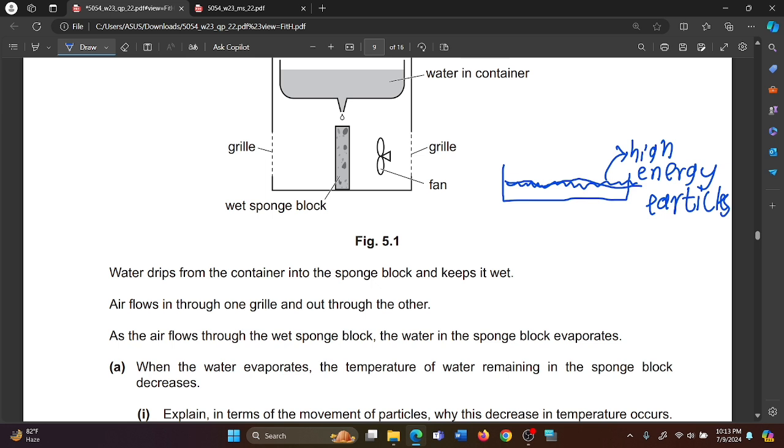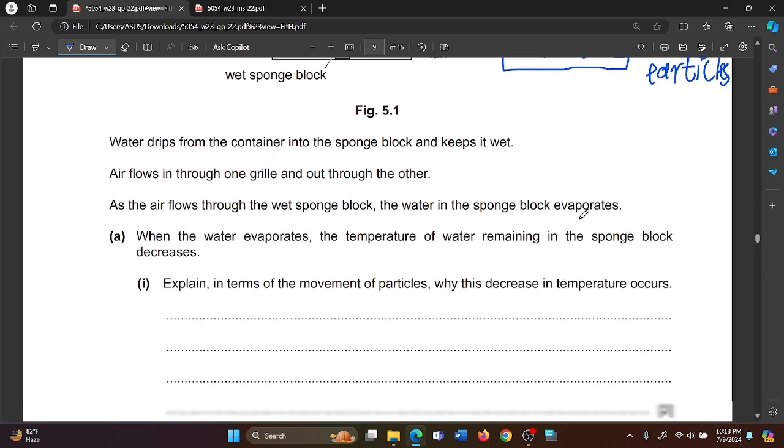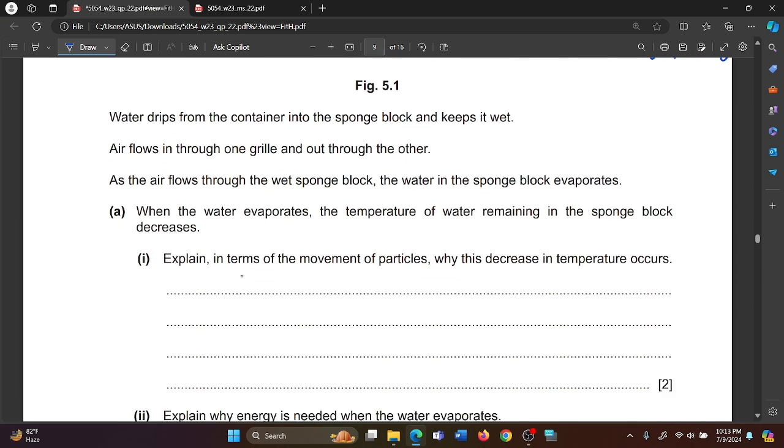Temperature of liquid actually means the average kinetic energy of the particles. So the average kinetic energy of the particles decreases. So let's see how we should write the answer. We should explain in terms of movements of particles. Thus, we should include this part in our answer.